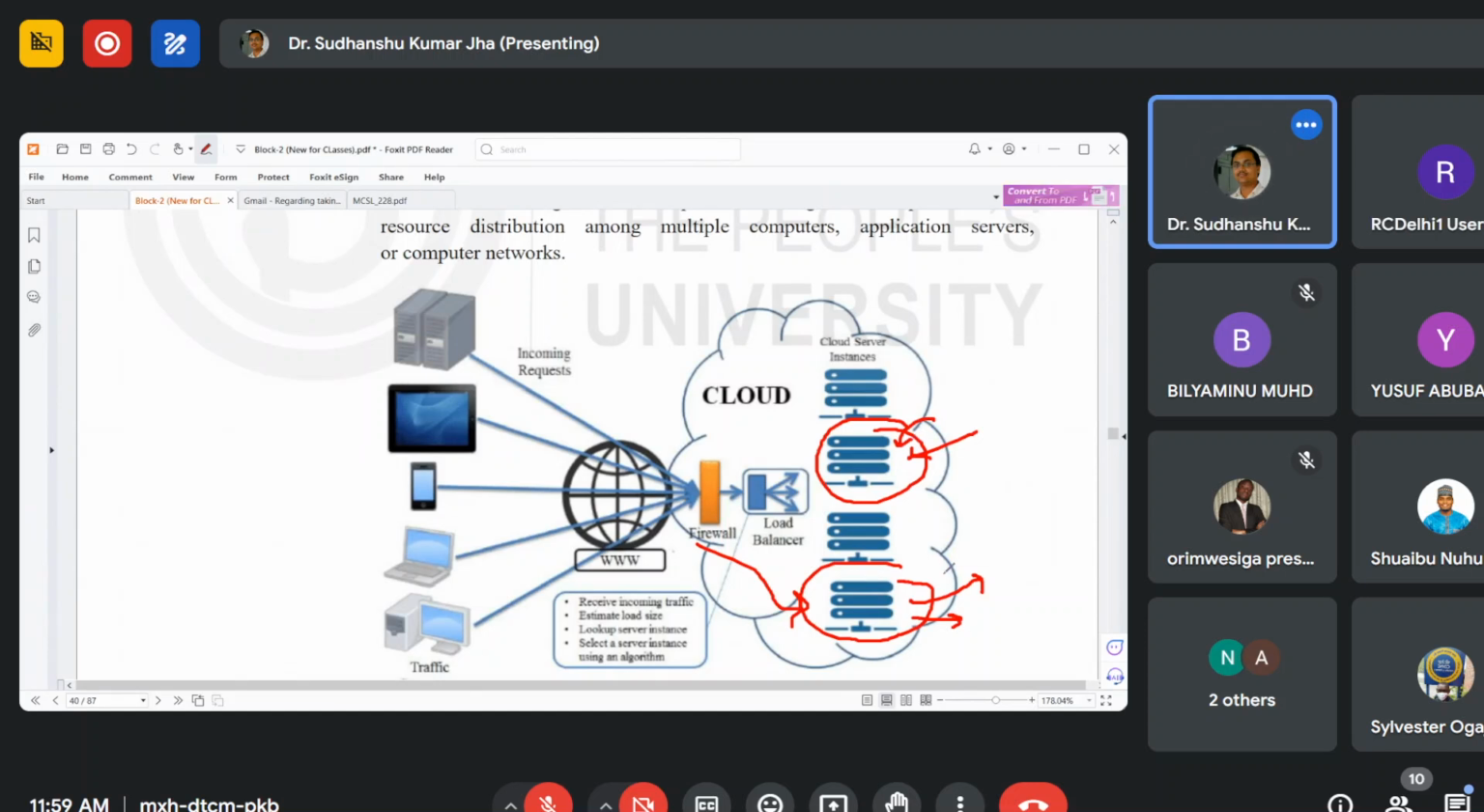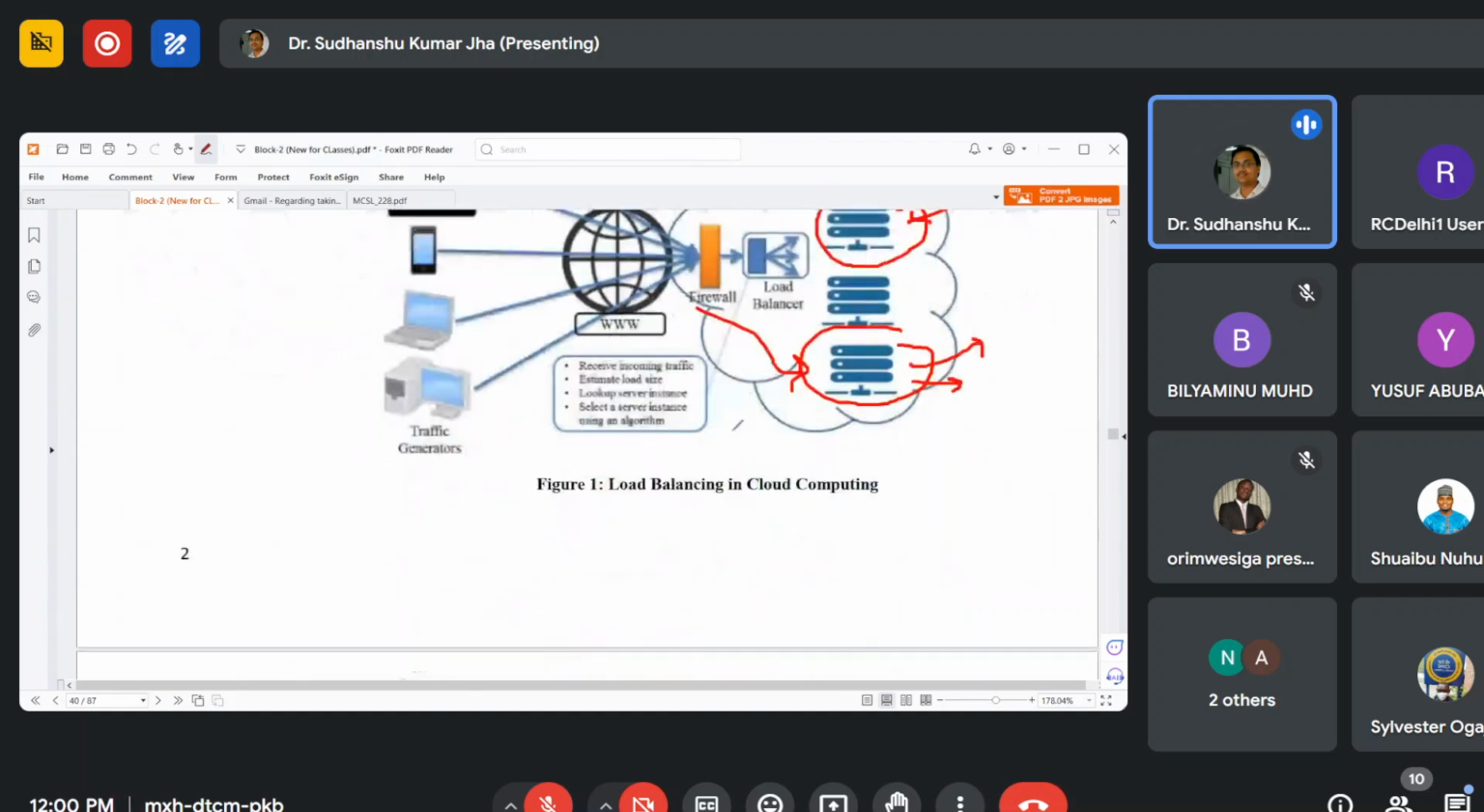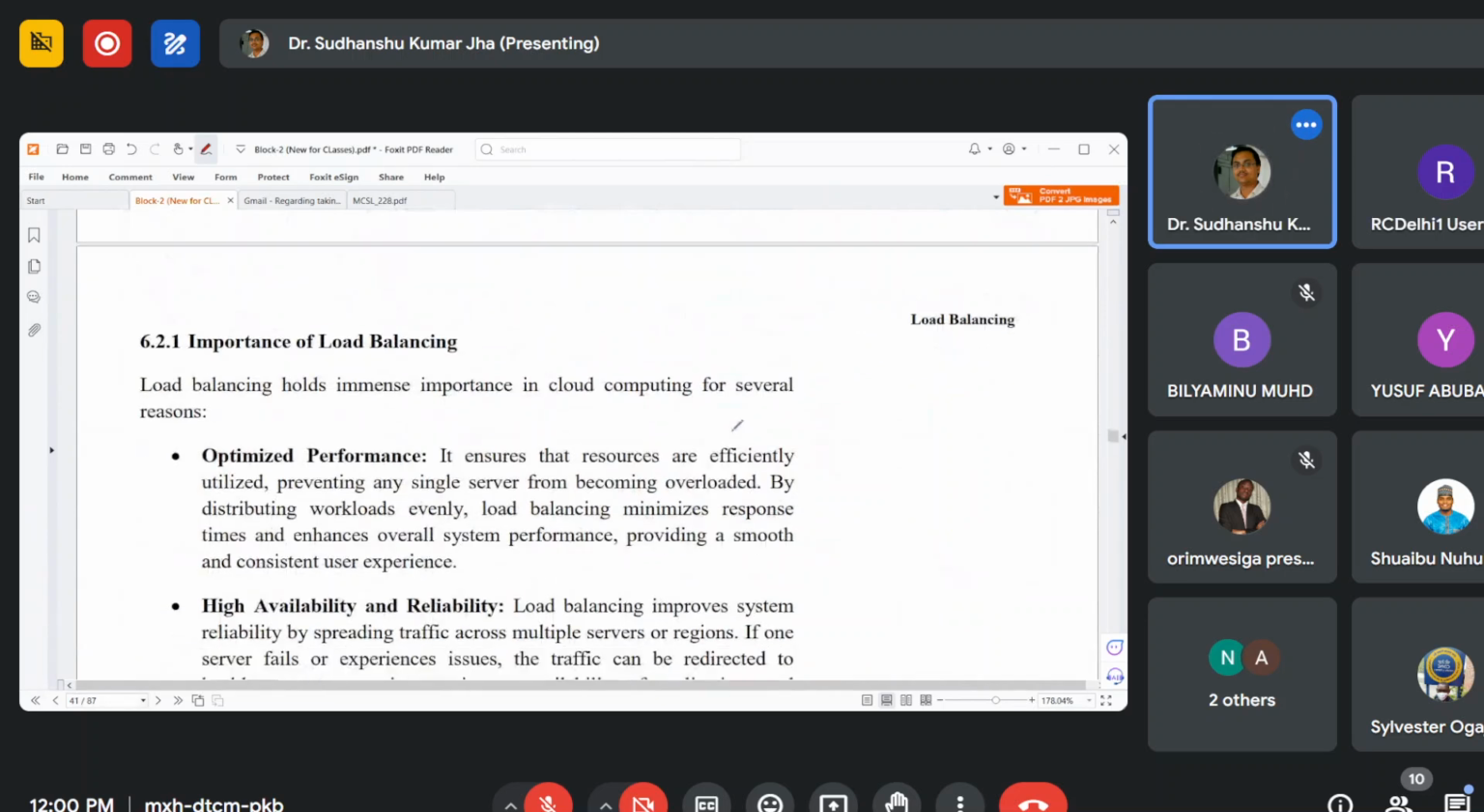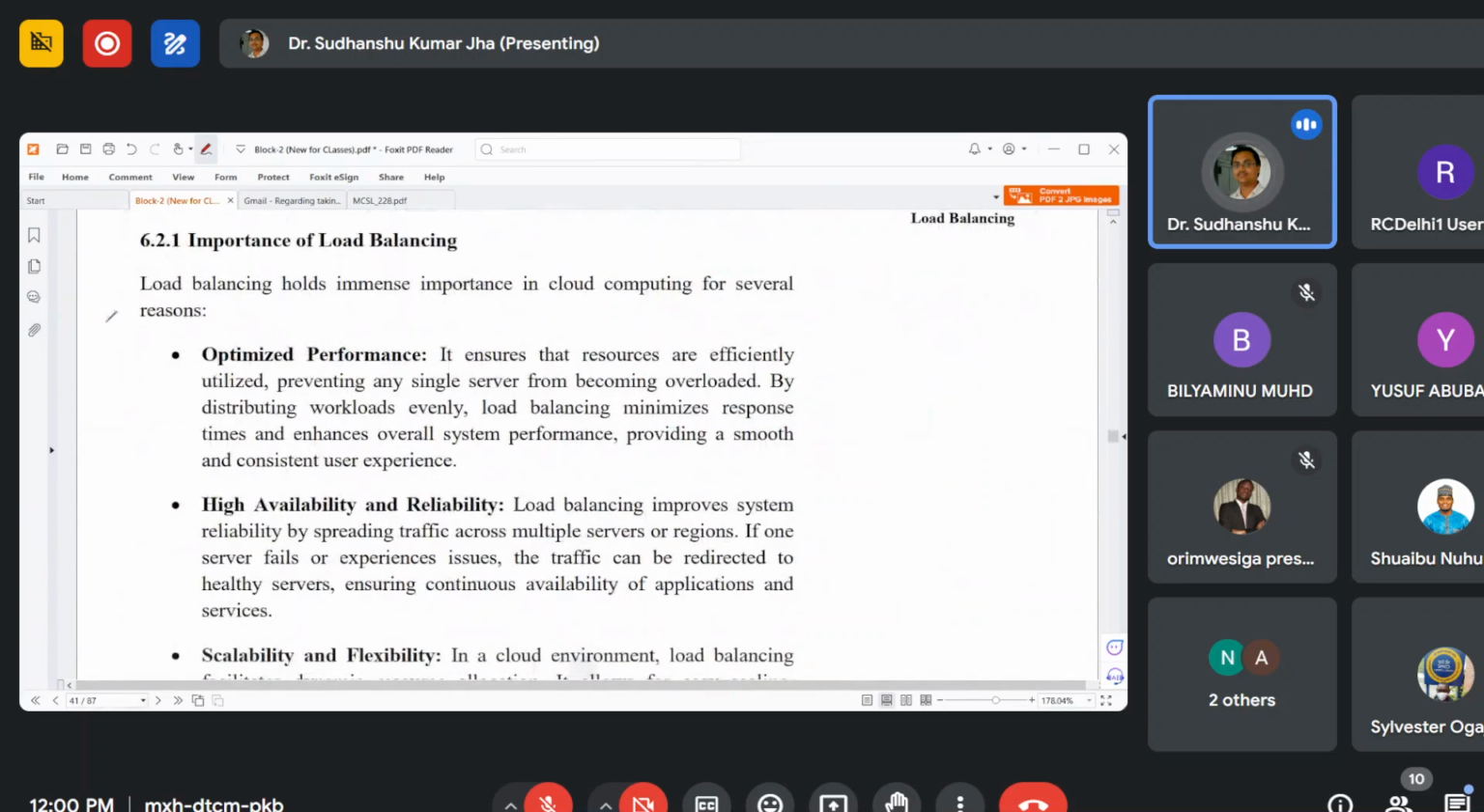So definitely this needs to be balanced so that all the resources are utilized in a proper manner. No resources should be underutilized or idle. So why is load balancing required? For optimized overall system performance, by providing a smooth and consistent user experience.